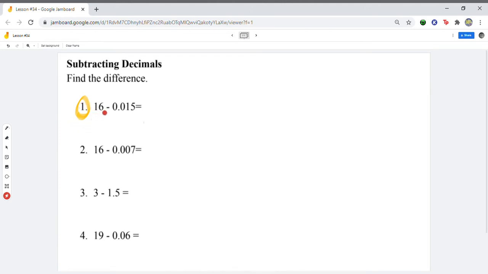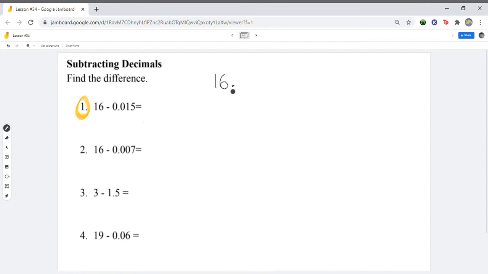So the first step when you're subtracting decimals is the same as when you're just subtracting, so decimals is no difference. The first step is to put them on top of one another. But the different part is that there's a decimal point, and we have to take that into consideration. So I like to put 16 on the top because it's a greater number. So watch how I place 0.015.